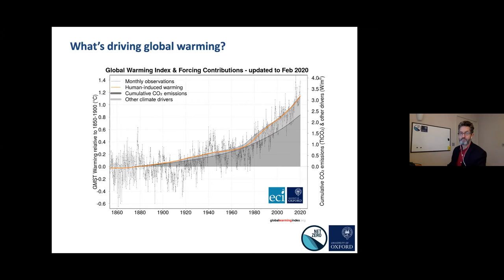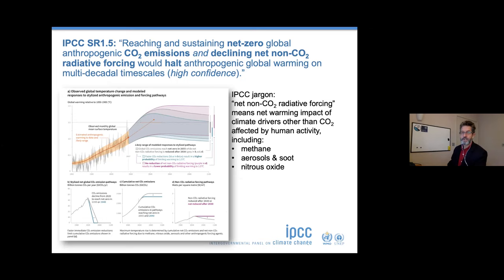And so that's why in the 1.5 degrees report in late 2018, we concluded two things here: reaching and sustaining net zero anthropogenic carbon dioxide emissions, and this is where it gets a little jargon heavy, apologies for this, declining net non-CO2 radiative forcing would halt anthropogenic warming on multi-decadal timescales.